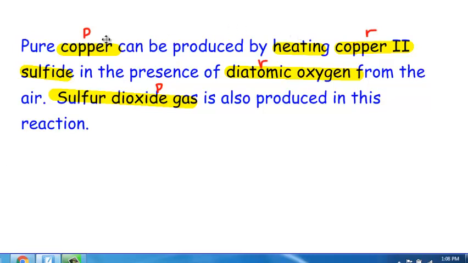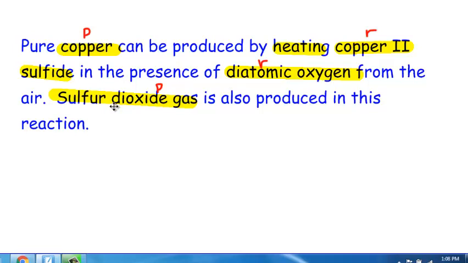It says that it can be produced by heating copper 2 sulfide. So that tells us that we're starting with copper 2 sulfide because we're going to be heating it up in the presence of diatomic oxygen. Sometimes "in the presence of" can be a little tricky because it might be a catalyst, but number one, it doesn't say it's a catalyst, and also if you look at the end product, it has sulfur dioxide, so oxygen has to be a part of the reactants.